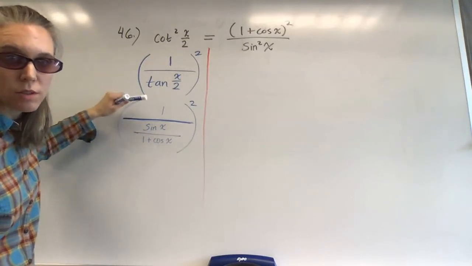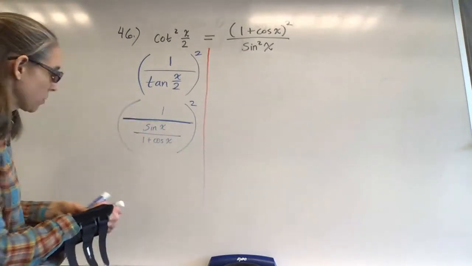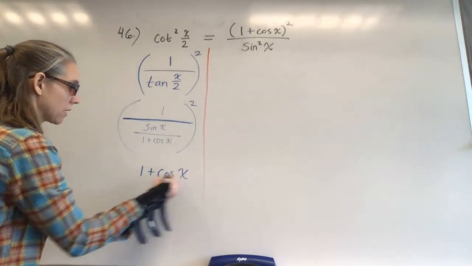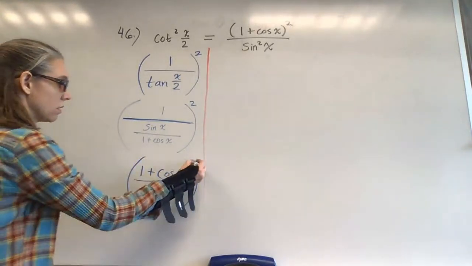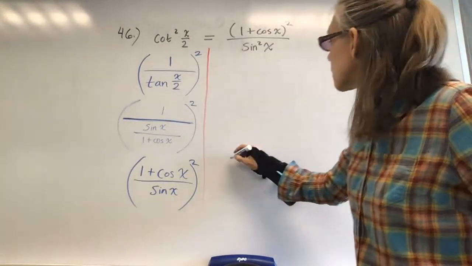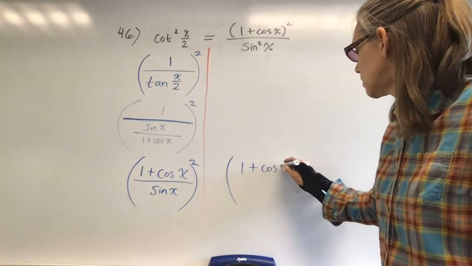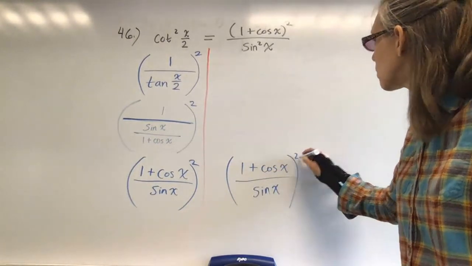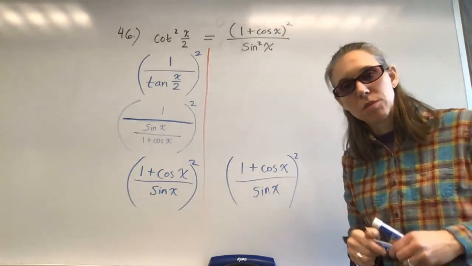Now I'm going to deal with the fact that this is a complex fraction. I'll just flip it over as a reciprocal. We end up with 1 plus cosine x over sine x, and this is all squared. Well, that's the same thing as what I have over here. So I can rewrite this side also as 1 plus cosine x over sine x quantity squared. This one right here can be rewritten like that, and then I am done.